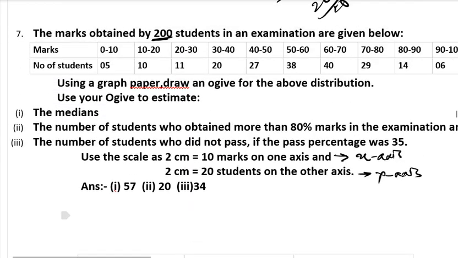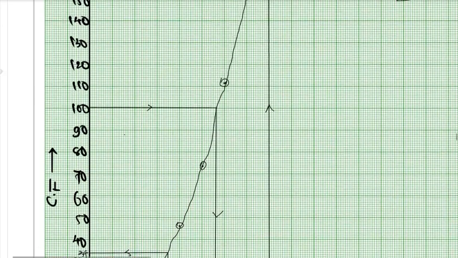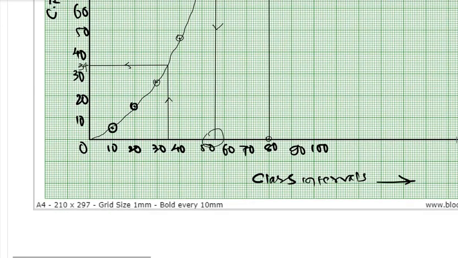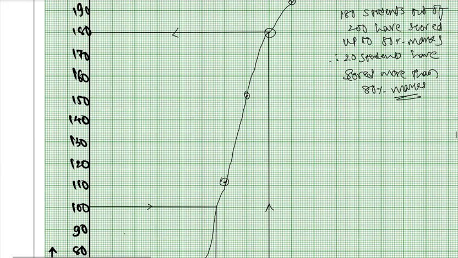Let's check the answer. The question is the number of students who did not pass. The answer is 34. That's what we have got. So we have got both, all the correct answers except the median, which is just 1 point away, but still it is quite better. So I will mention my answer here itself in the graph. In exam, you should not write anything in the graph. You should write in the fair space which is available to you.